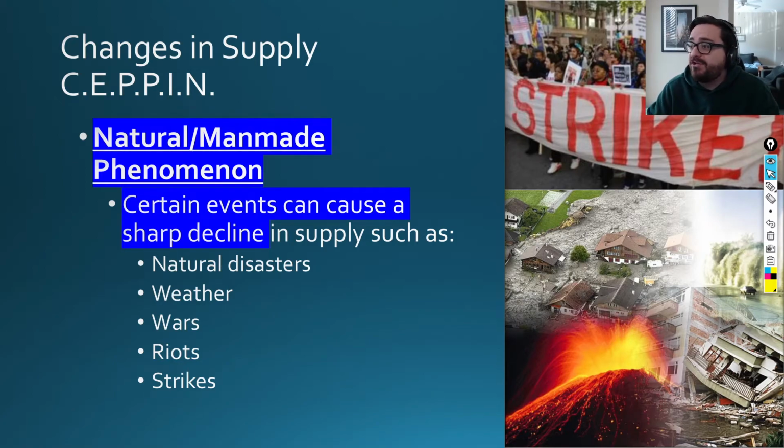unnaturally great weather for the growing period of corn, that would probably increase the supply of corn because nothing bad happens to the corn. That's pretty good. Stuff like that. So it can be positive. It's just almost always a negative thing, that like this bad thing happens that decreases your ability to produce stuff.